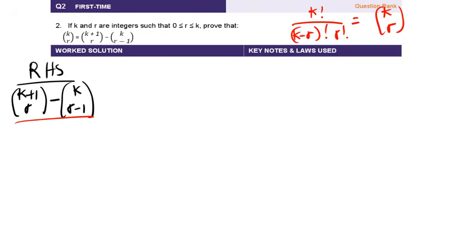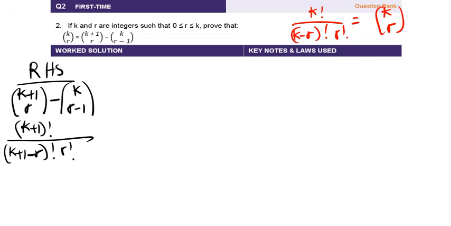So if you look at this now, I can clearly see that I'm going to use the same factorial theorem, or the combination one. So k plus 1 choose r is going to be k plus 1 in the bracket, factorial, divided by k plus 1 minus r, factorial, times r factorial. That's what we know. So I've gotten this top part, k plus 1 minus r factorial, times r factorial.